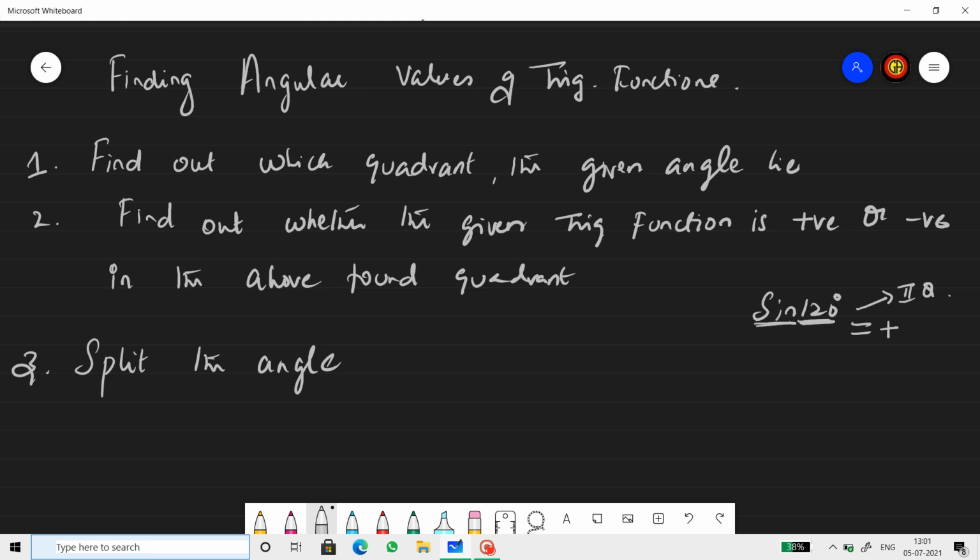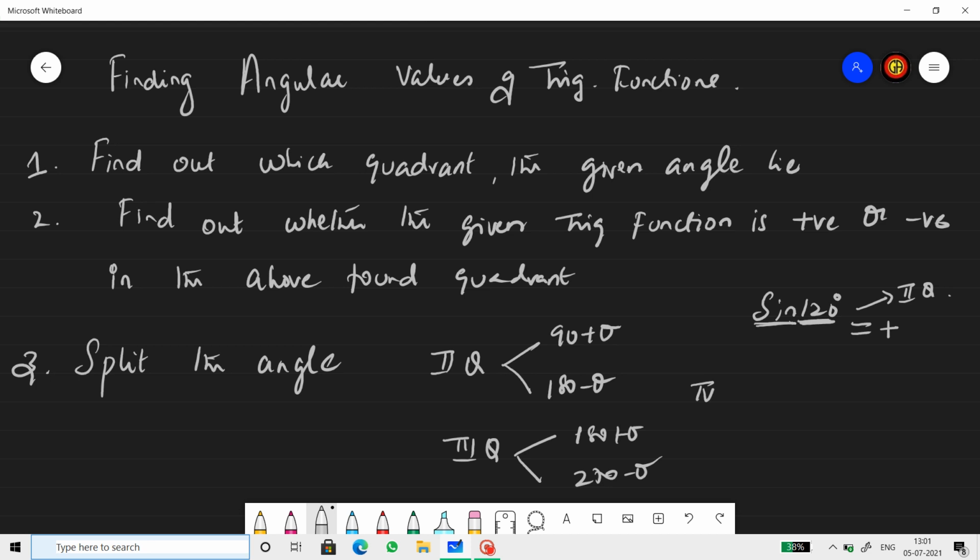If you know that the angle lies in the second quadrant, then I can split it either as 90 plus theta or 180 minus theta. If the angle is in the third quadrant, then I can split it as 180 plus theta or 270 minus theta. If I find that the angle is in the fourth quadrant, then I'll split it as 270 plus theta or 360 minus theta.